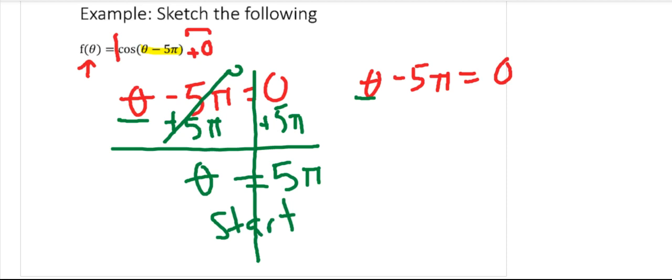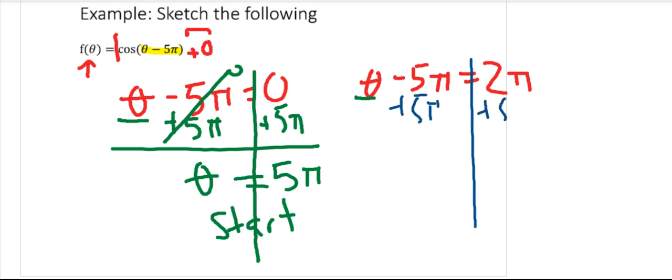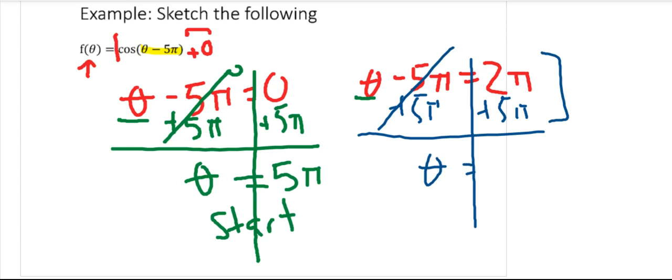Now we do the same work for the next one, which I just noticed is not supposed to be 0. It is supposed to be 2 pi. Sorry about that. Same exact steps, plus 5 pi on both sides. These two are like terms because they both have pi, so we can combine them. Since both are positive, we just add the coefficients, so we get 7 pi. That means this is our end.